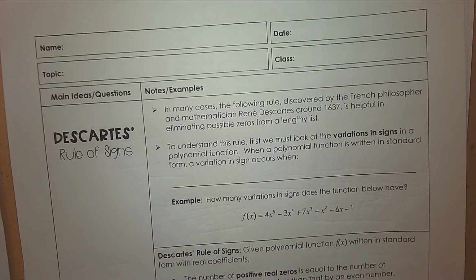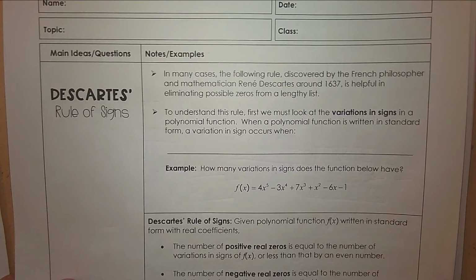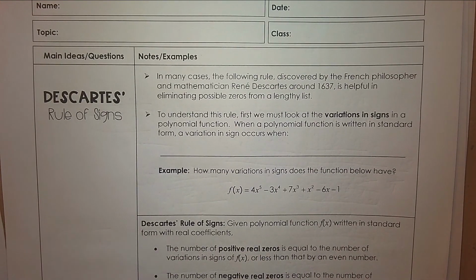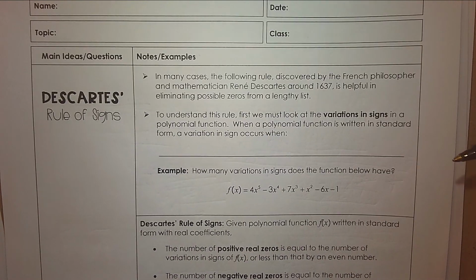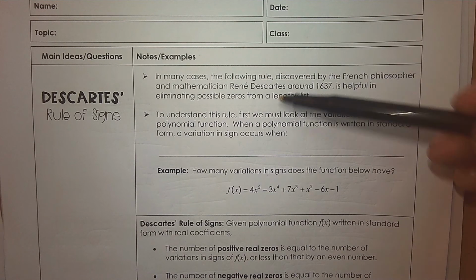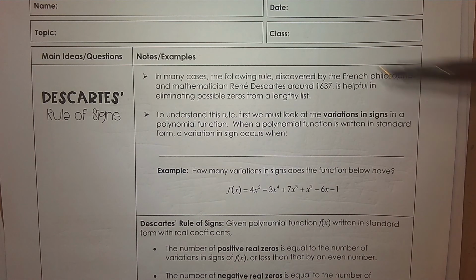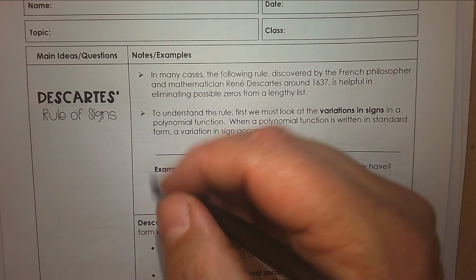Next, let's talk about Descartes' rule of signs. In many cases, the following rule discovered by the French philosopher Descartes is helpful in eliminating possible zeros from a lengthy list. To understand this rule, first we must look at the variation in signs in a polynomial. When a polynomial is written in standard form, a variation in sign occurs when there are consecutive coefficients with opposite signs.